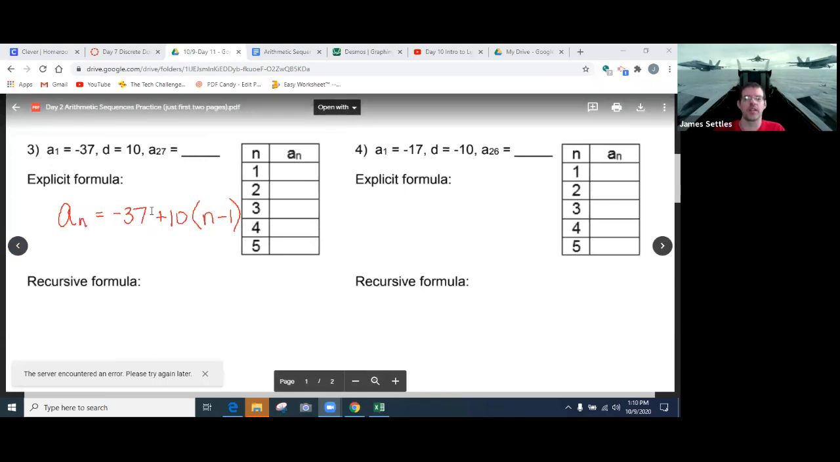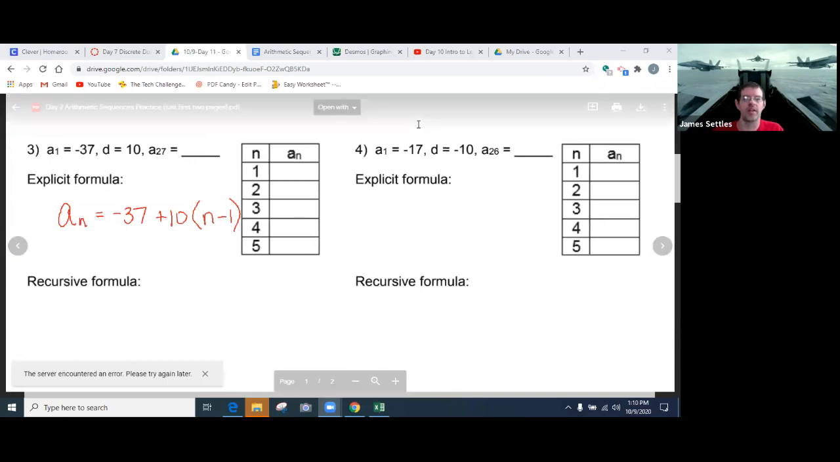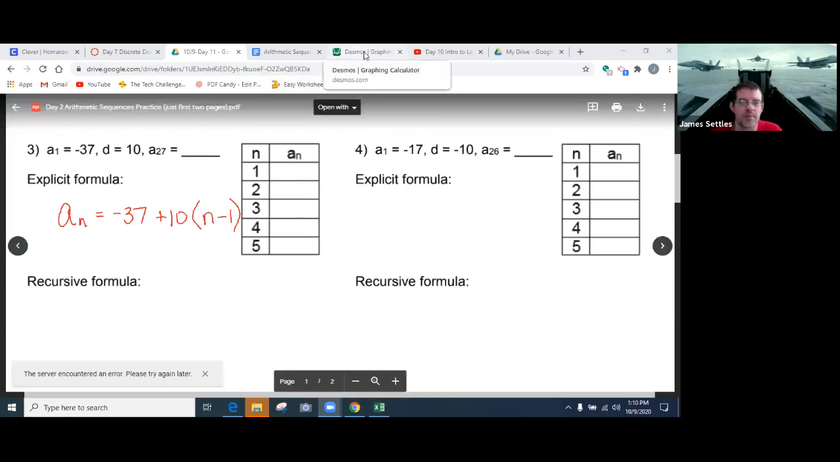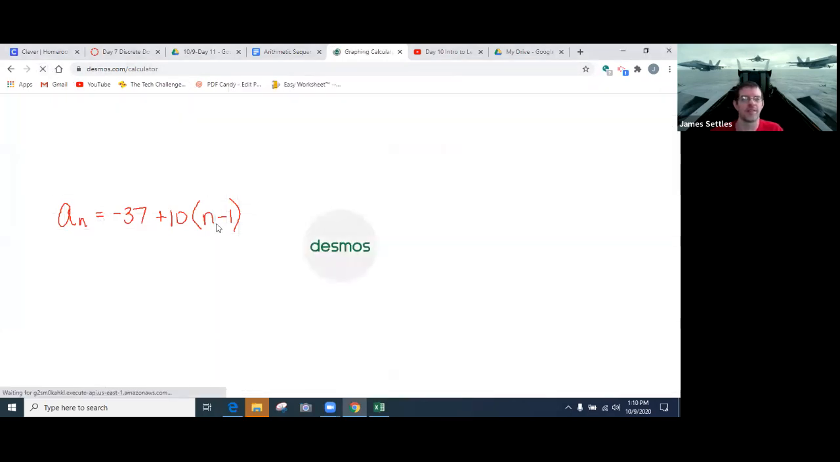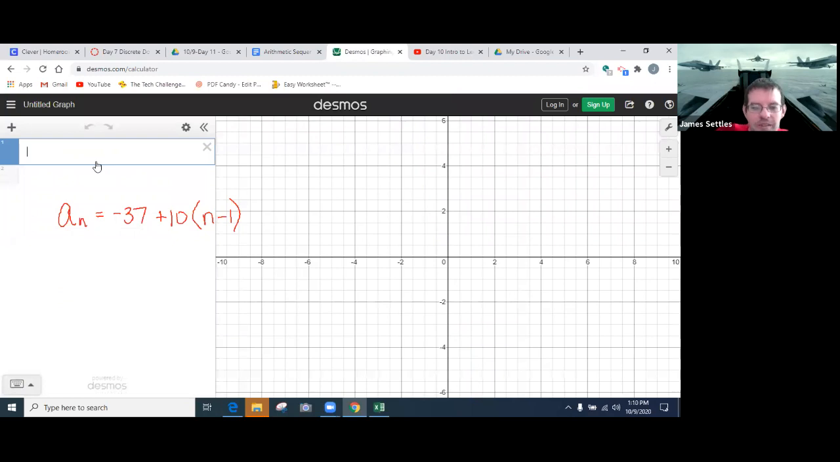So whenever we look at this right here, this is going to be what we put into the Desmos. So we're going to refresh this. All right, so we got y equals negative 37 plus 10, and then parentheses x minus 1. All right, so we don't care about this line right here.